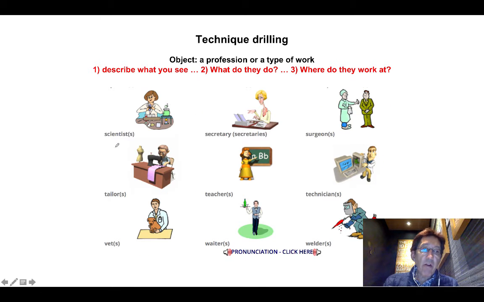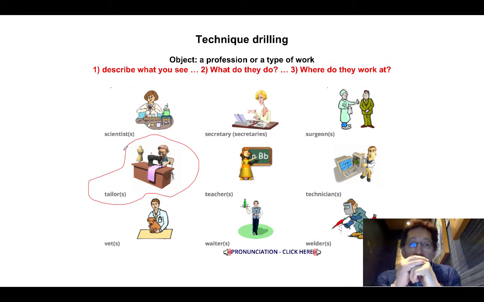Okay, the next one, the tailor. I see a guy sitting on a chair, and in front of him is a table with a sewing machine, and he has a piece of fabric, and he's making some stitches with that sewing machine on that fabric. And on the left side there is, I don't know how to say it, a mannequin, a body-shaped mannequin.